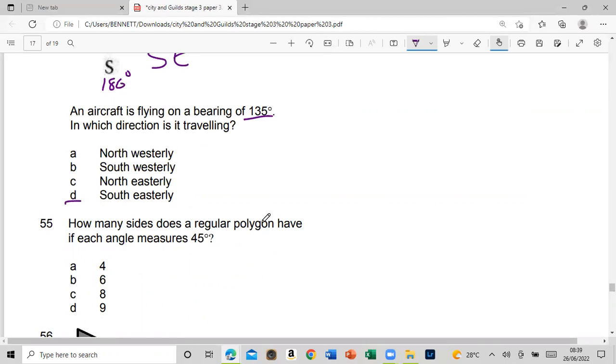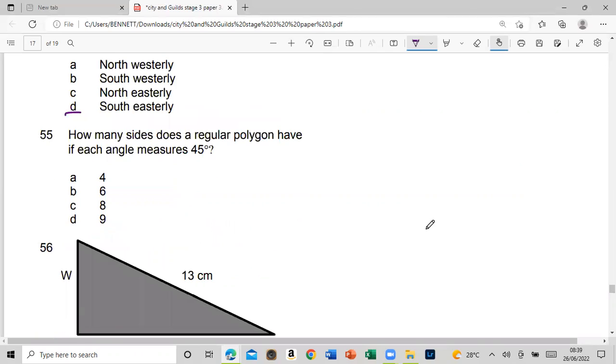53. How many sides does a regular polygon have if each angle measures 45 degrees? So it's supposed to be 360 divided by 45. That's 8.